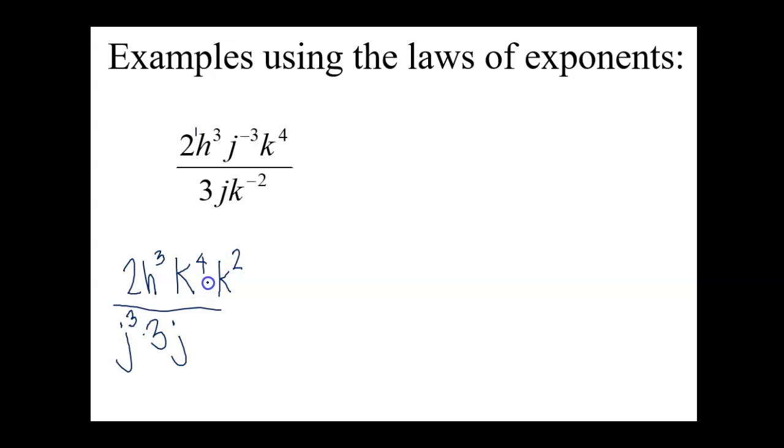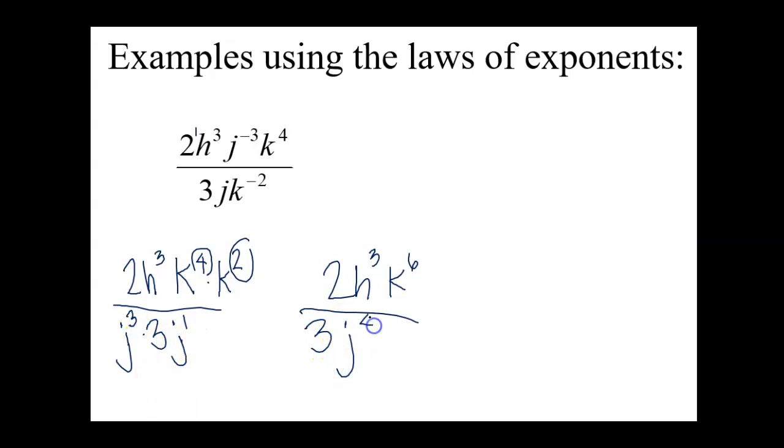k to the fourth times k squared, that's just the product rule there. So I can go ahead and combine those with one base of k and just add their exponents together. 4 plus 2 is 6. On the bottom now, I have j to the third times j. Because they have the same base, again, I can add their exponents. If I don't see an exponent, remember it's a 1. So this would be j to the 4th.